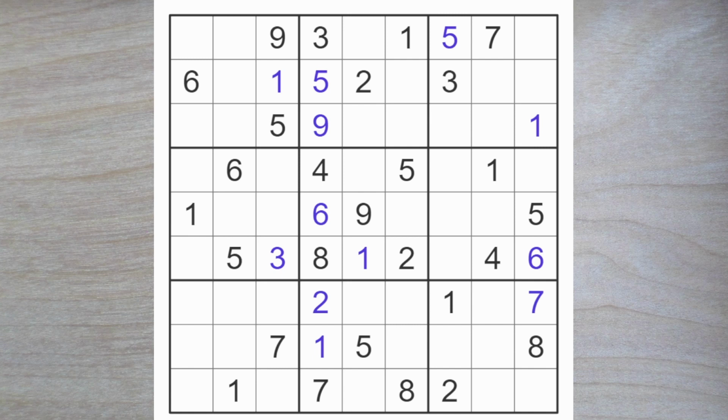I can, however, do something about the 6s, because now this 6 blocks here, and this 6 blocks here, so this square has got to be a 6. And I clearly remember saying that one of these must be a 9. Now we got 6s also blocking down, so we got a 9-6 pair here.